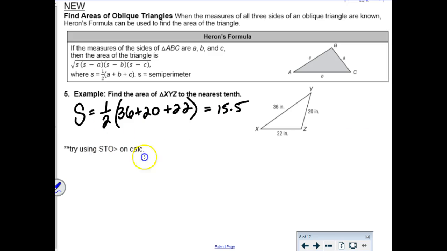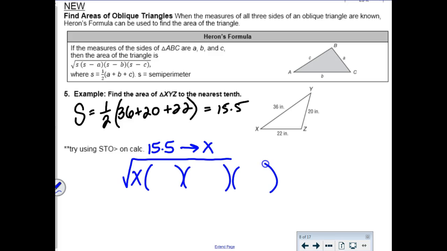So if you want to try using the store, what you're going to do now is type 15.5 and then hit the store key and then X. And if you're doing that, then the next thing you're going to type on your calculator after you hit enter is square root of X times the quantity, let's see, X minus 36, X minus, what?